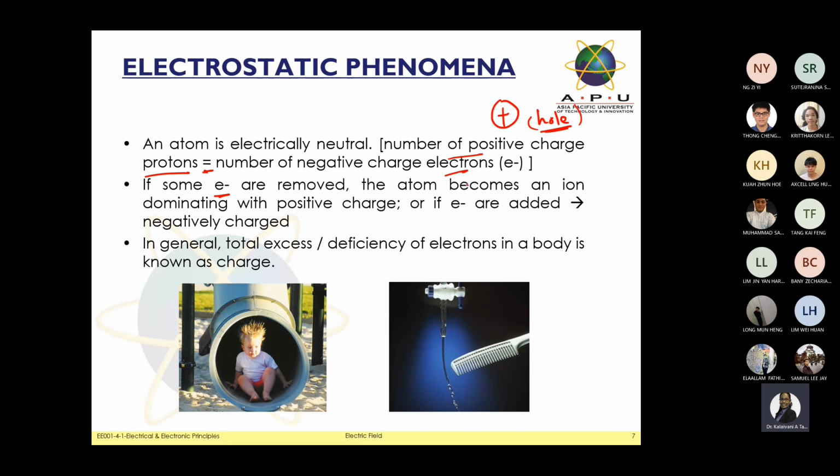Okay, when electrons are removed, the atom becomes an ion dominated by a positive charge. Dominating means it has more positive charge; the majority charge will be positive. So that's what they are trying to say here. And what happens when electrons are added? They add to the negative charge, so indirectly the negative electrons move in the direction of the negative part.